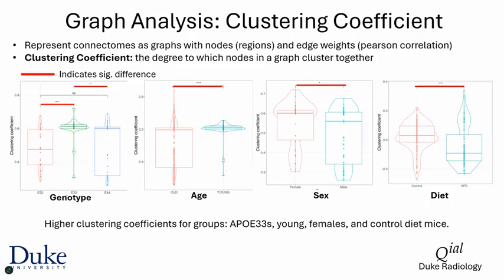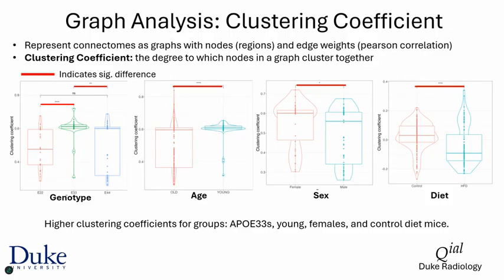After we did some more local analysis, specifically on the regions in the brain that we noticed with our contrasts, we did topological analysis. This means that we represent our connectome, or the connectivity matrix that I showed earlier, as a graph. So brain regions are nodes, and edge weights are Pearson correlations. We compute the clustering coefficient, which is the degree to which nodes tend to cluster together.